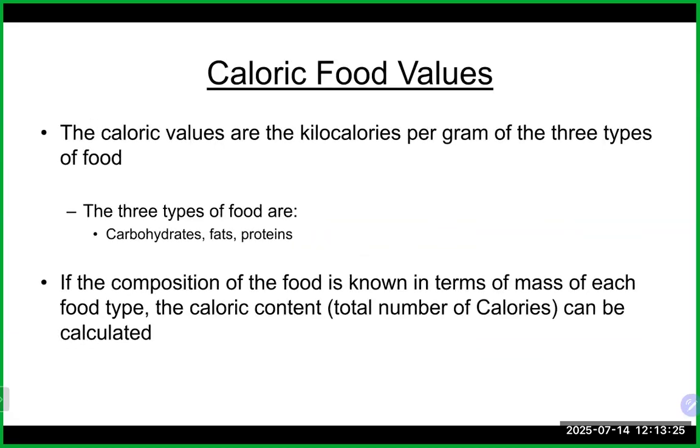Now, when you look at, for example, a nutrition label, there oftentimes are three categories of food there: carbohydrates, fats, and proteins. And if you look at a nutritional label, oftentimes they'll tell you how many grams of each of those are in whatever you're eating. And each of those has what's referred to as a caloric content or caloric value.